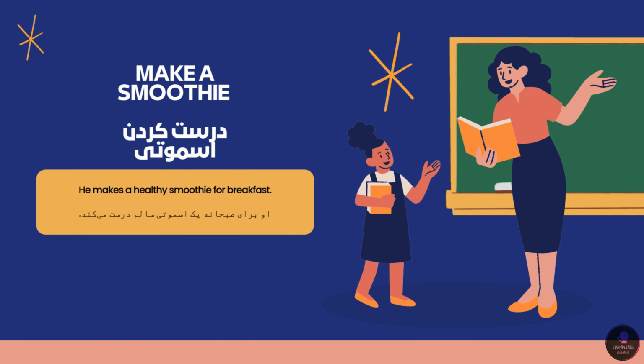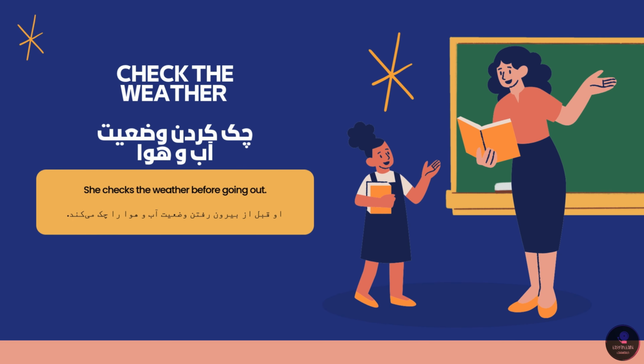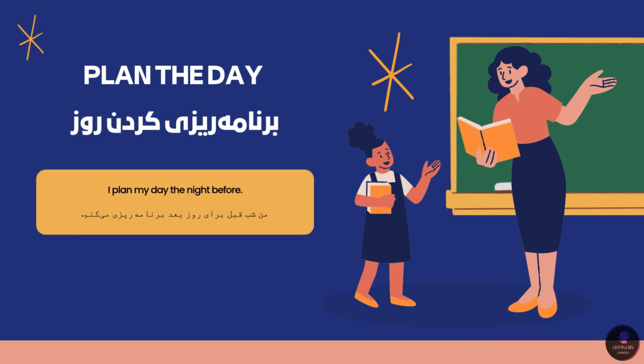Make a smoothie. He makes a healthy smoothie for breakfast. Reply to messages. I reply to my messages during lunch break. Check the weather. She checks the weather before going out. Plan the day. I plan my day the night before.